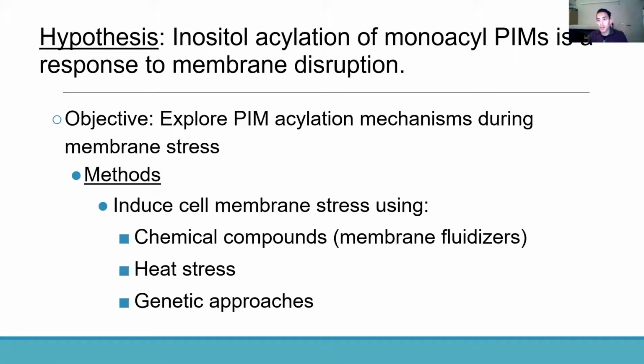Because of this finding, I hypothesized that inositol acylation of monoacyl PIMs is a response to membrane disruption. In cells, the addition of an acyl group is potentially a way to rigidify the membrane in response to an increase in membrane fluidity, since benzyl alcohol fluidizes the membrane. My main objective for this project is to explore PIM acylation mechanisms by inducing membrane stress. So to do this, I induced membrane stress using various methods, such as treatment with chemical compounds, heat stress, and genetic approaches.